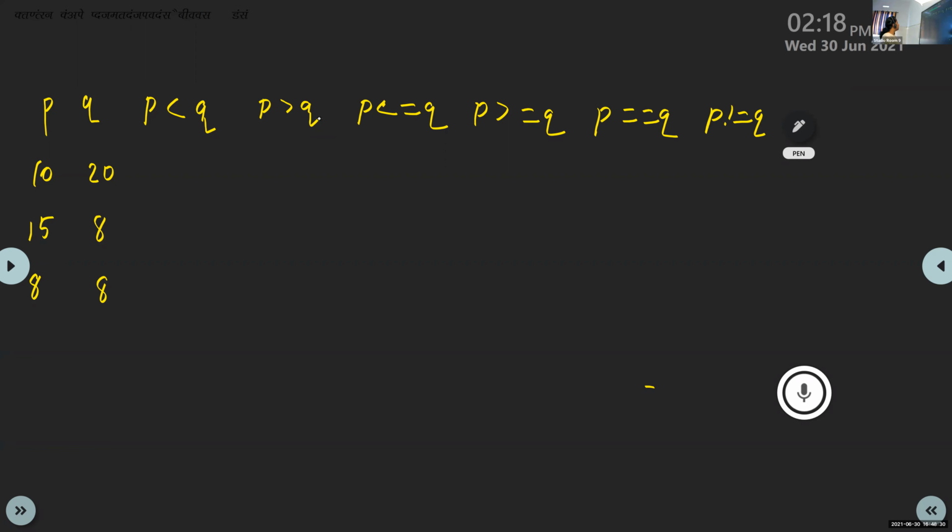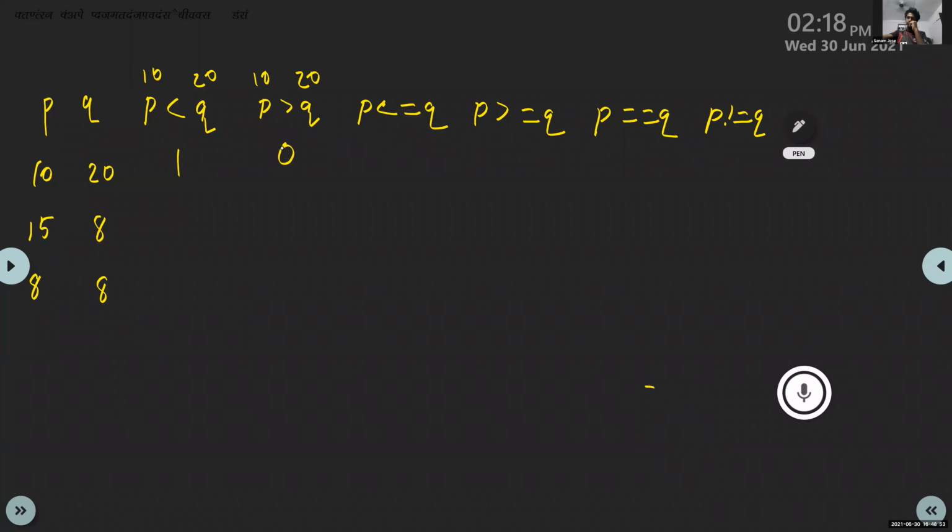Sanam, what is the first output? Ma'am, for 10 and 20, the first one is true because 10 is less than 20. So the result is 1. Then what about P greater than Q? It is 10 and 20, so it is false. The result is 0.